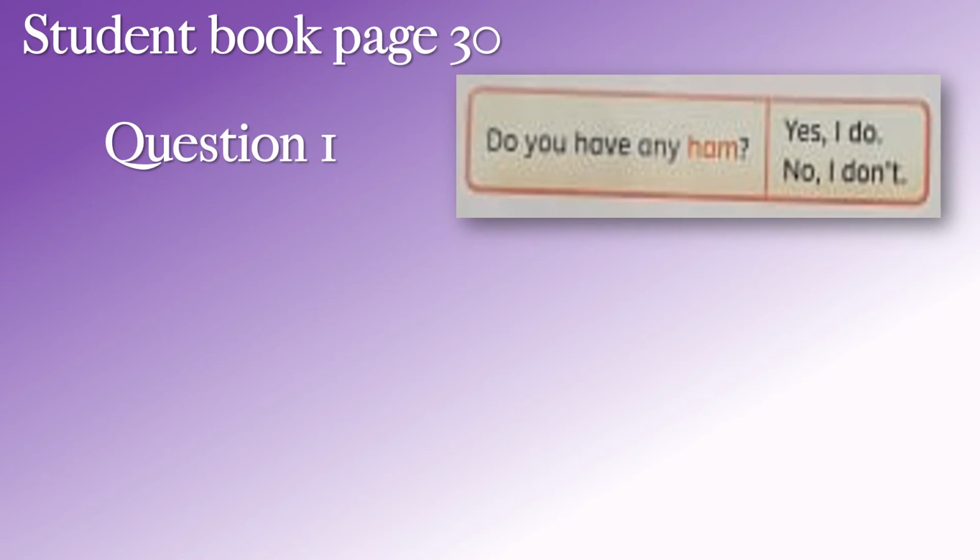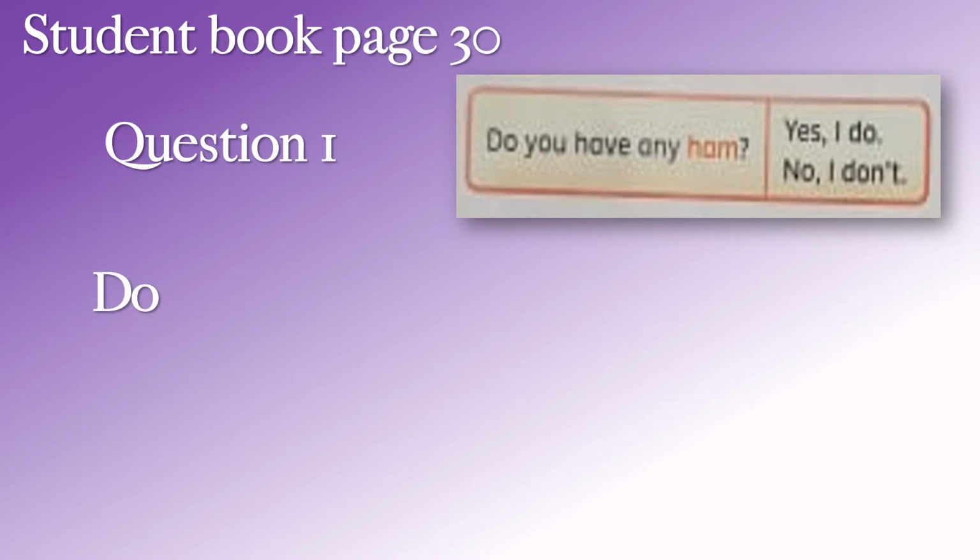So here is question number 1 for Unit 3. This is on student book, page 30. You can look at page 30 now in your student book. So what is question number 1? Well, here is the picture from the book. Now let's put the words onto the screen so you can read them.